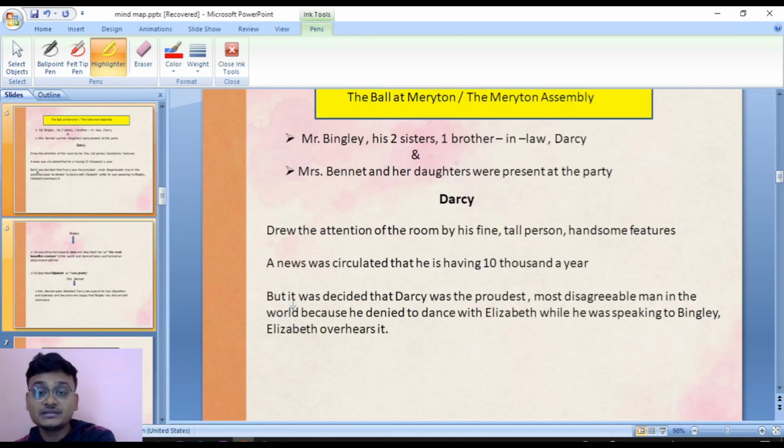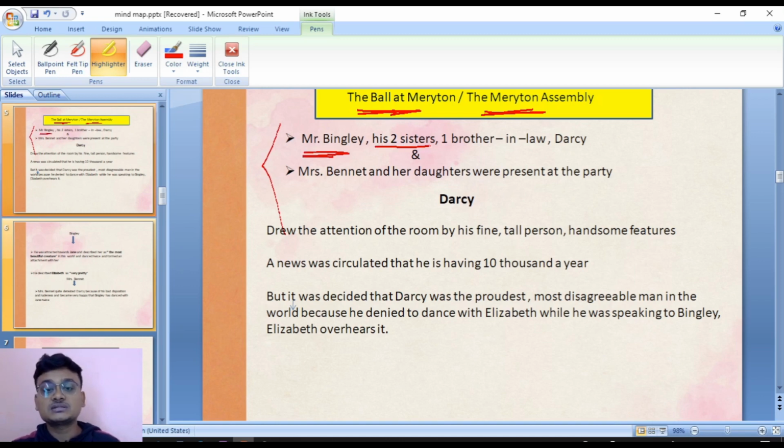Now when they reached Netherfield Park, what happened? The ball at Meryton, the Meryton Assembly. Earlier I had mentioned that the only purpose of Mrs. Bennet was to get her daughters married. When Mr. Charles Bingley comes to Netherfield Park, she was thinking that if she can marry her daughters to him, it will be very fine for her. At the Meryton ball, Mr. Bingley and his two sisters, one brother-in-law, and Darcy, so total 5, and Mrs. Bennet and her daughters were present at the party.